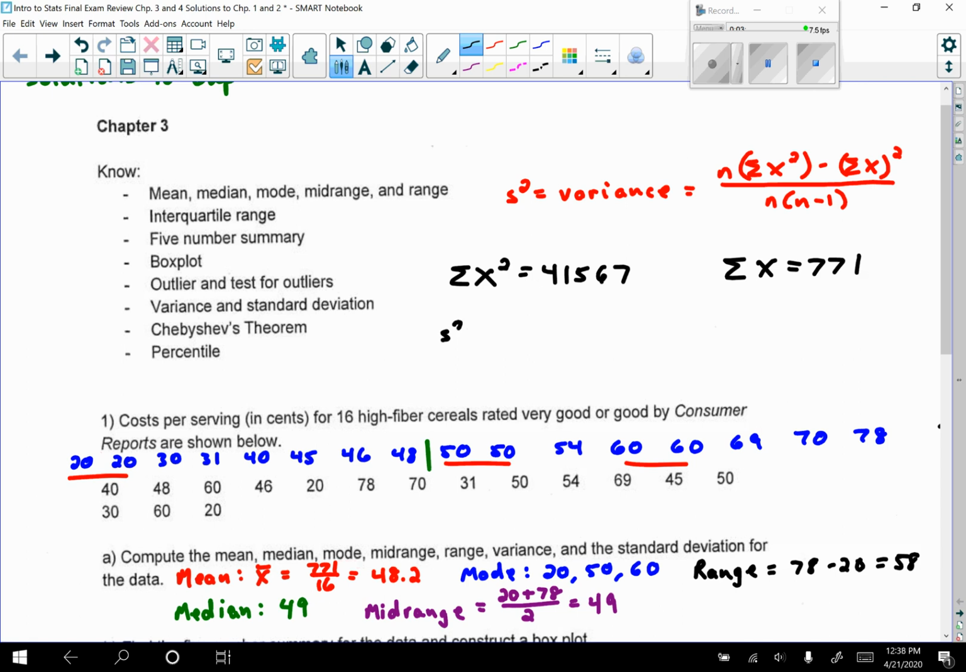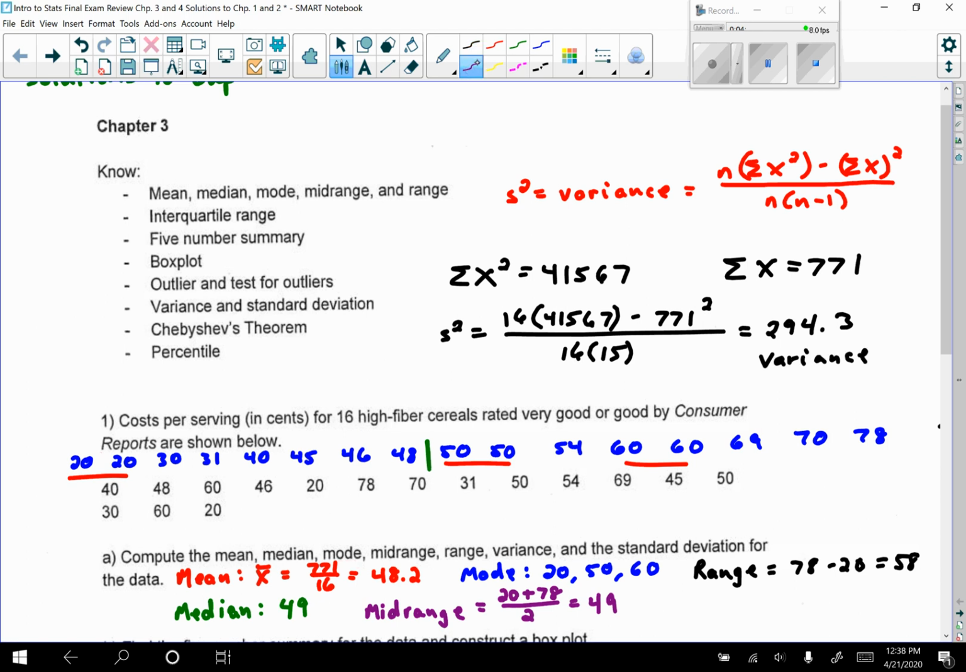So I'm going to write out this formula here. So our variance, which is s squared, is going to be our sample size here, which is 16, times the 41,567 minus the 771 value squared, all over 16 times 15. And again, we're going to round this out to the nearest tenth as well. And you should be getting a 294.3. So this is our variance.